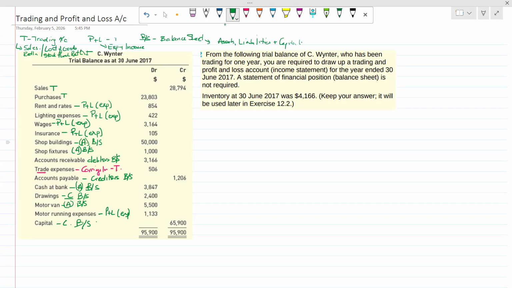Now, when you finish with your list of balances, there are always notes and instructions for the question. So from the following trial balance of C. Winter, the person we're doing the financial statements for, who has been trading for 1 year, you are required to draw up a trading and profit and loss account, an income statement, for the year ended 30th of June 2017. A statement of financial position is not required. That's the balance sheet. Inventory at the 30th of June 2017 is closing inventory.